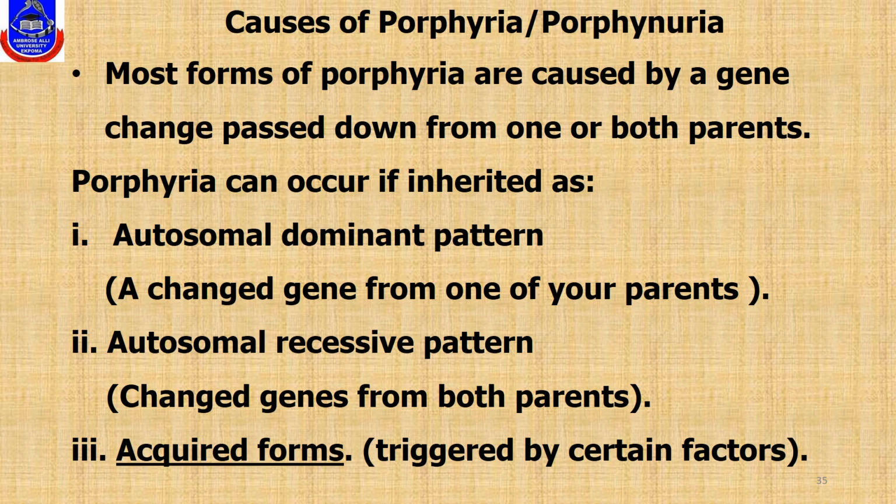Most forms of porphyrinuria or porphyria are caused by a gene change or mutation passed down from one or both parents. Porphyria or porphyrinuria can occur if inherited as autosomal dominant pattern, autosomal recessive, or acquired form. That is, it may be triggered by certain other factors.